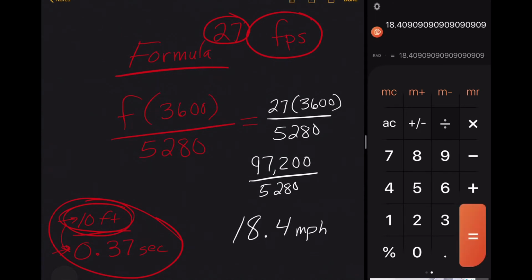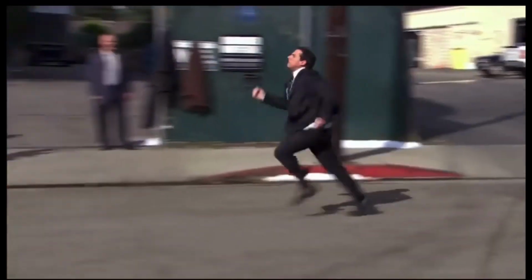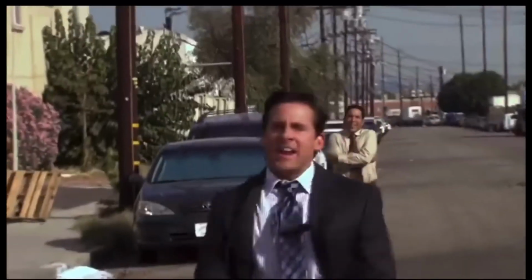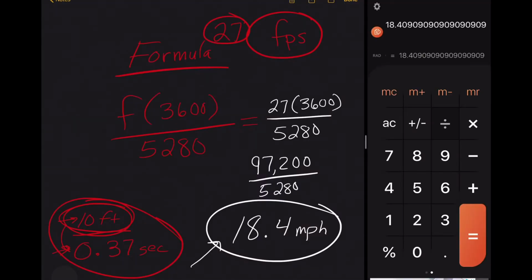So if I was running against Michael Scott or Dwight Schrute in that video, I would have been running faster than them, which is kind of funny. But it's also kind of cool to see how fast I can run. Now, I wouldn't be able to maintain that speed for very long. I almost fell over and was making funny sounds.